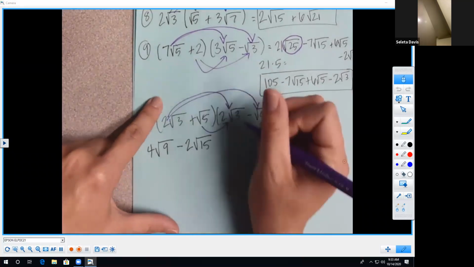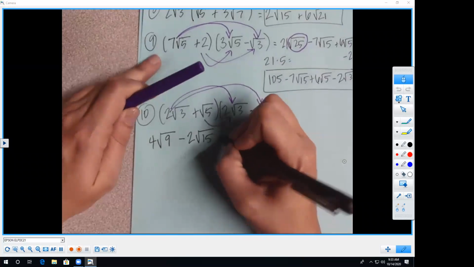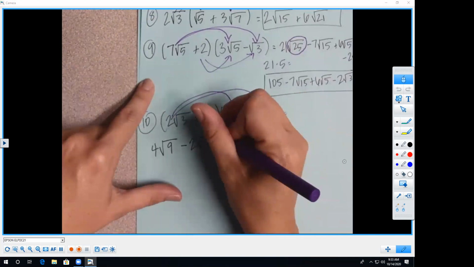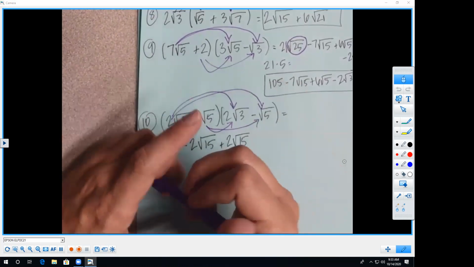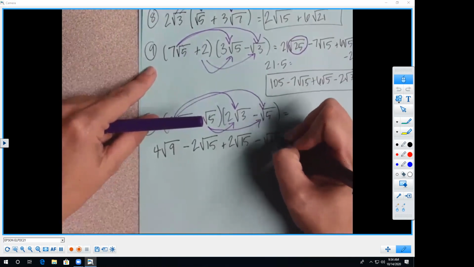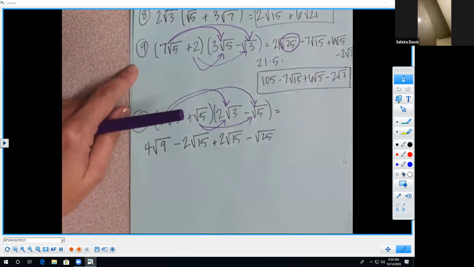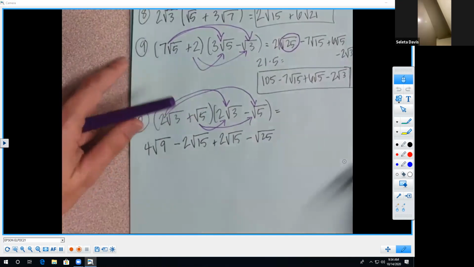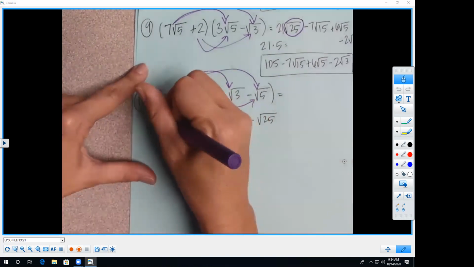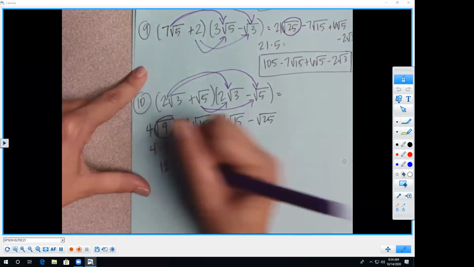Positive square root of 5 times 2 square roots of 3 is plus 2 square roots of 15. And positive square root of 5 times negative square root of 5 is minus the square root of 25. Okay, let's look at each piece. 4 times the square root of 9. Yeah, square root of 9 is 3, so this is 4 times 3, which is 12.